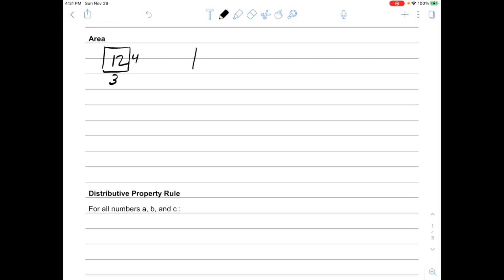Now let's say I had a second rectangle, and this rectangle also has a height of 4, but this one has a width of 6. If I wanted you to find the area, you would do 4 times 6, which is 24. If I then wanted you to add those areas, we have an area of 12, we have an area of 24. You do 12 plus 24 and get an area of 36.